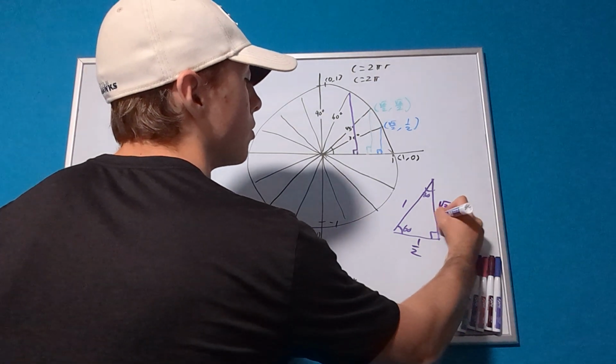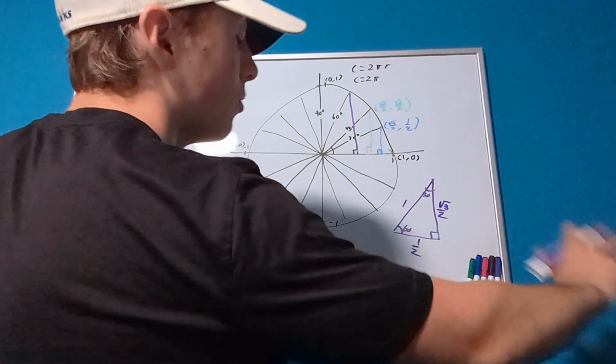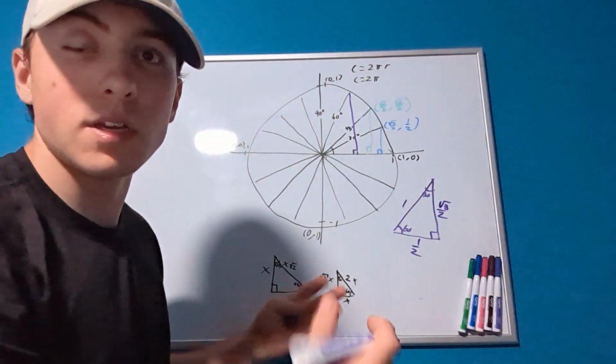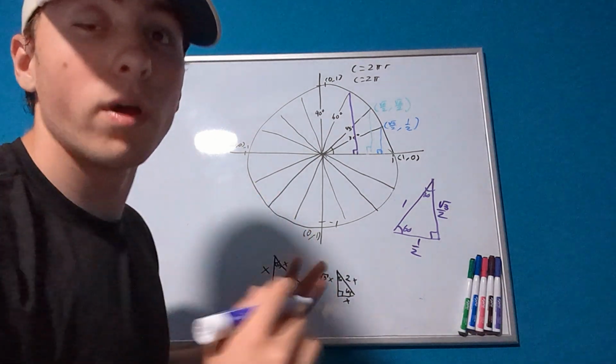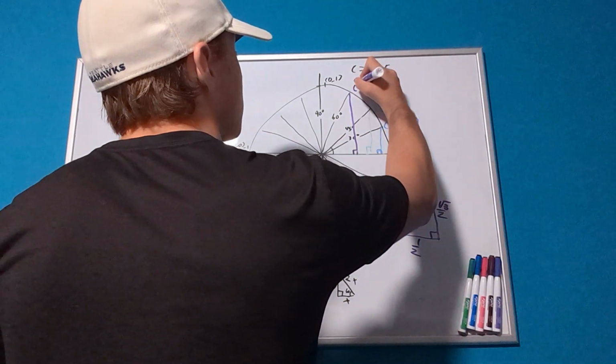So then, remember, we have moved over 1/2 units to the right, and we have moved up square root of 3 over 2 units. All right, so that's going to be the coordinates 1/2, comma, square root of 3 over 2. Hopefully that makes sense to you.